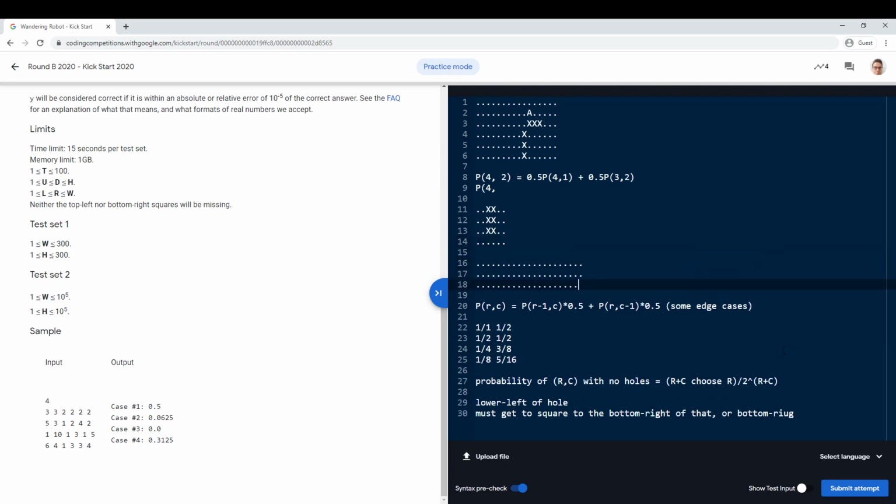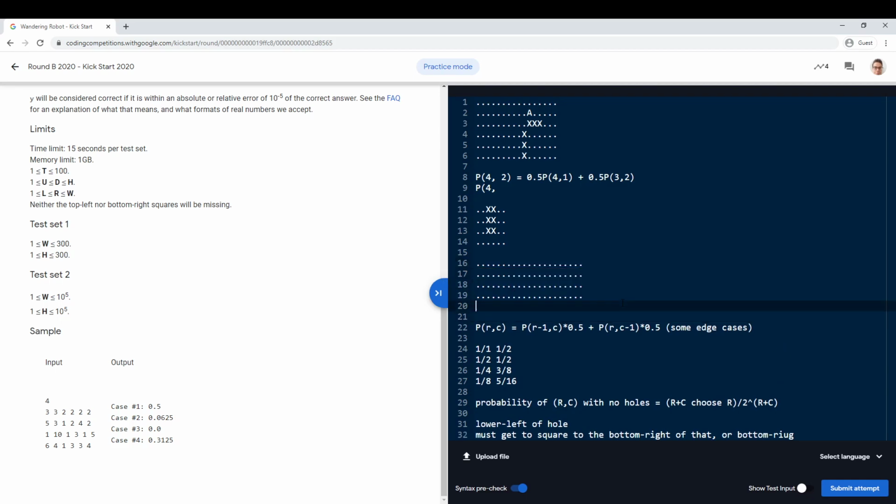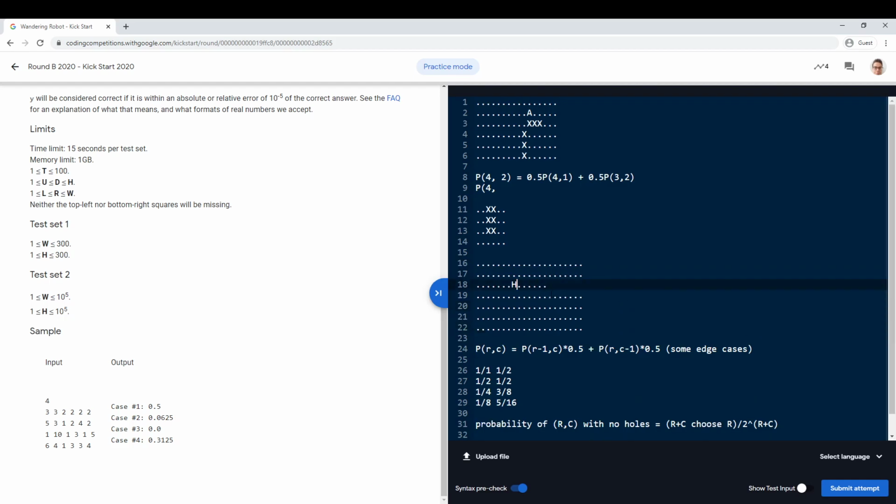So what is the basic idea? So we have our big grid. We have some piece of it. It's all cut off. And so we must either get to this square or this square or this square to win. The claim. And those squares are independent, so we just want to add up the probability of getting to each of those squares.